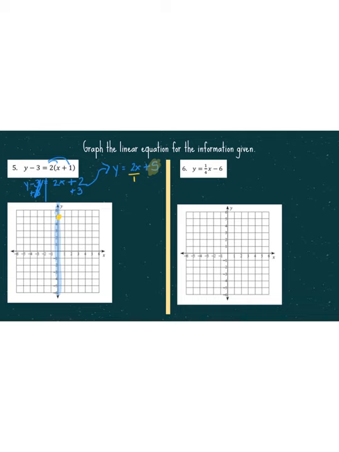Well, when I go up 2, I don't have any room because I'm already at 5 and I only have 6 after that. So I can't go up 2 and to the right 1. But the same thing would be going down 2 and then to the left 1. So instead of going up 2 to the right, I'm going to go down 2 and to the left.